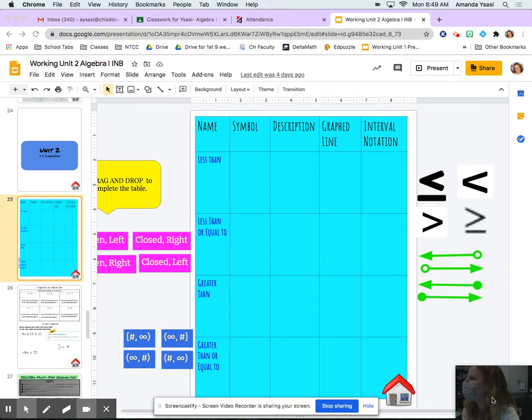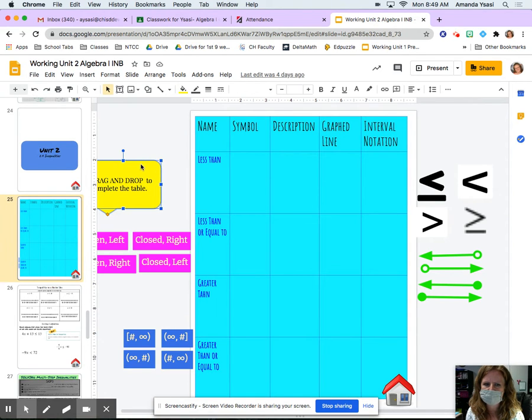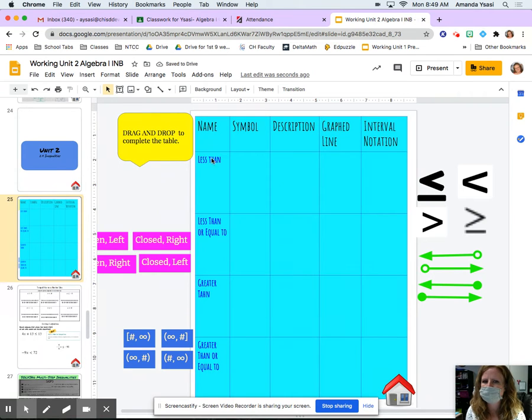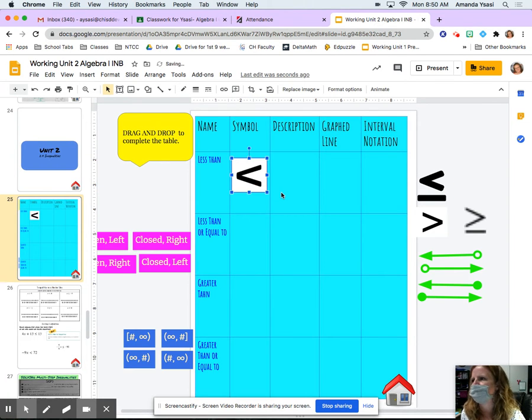Right, so let's look at slide 25 in our digital journal. We are going to drag and drop to complete the table. That's what our instructions say. So this is less than. The symbol for less than is that one. So make sure you're dragging and dropping.